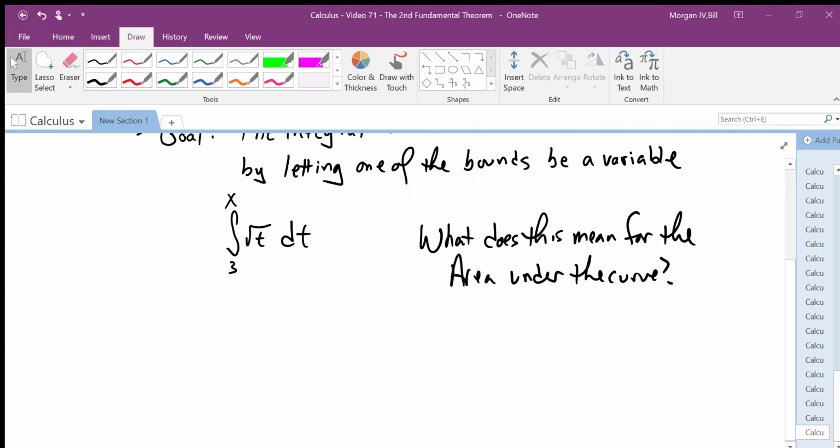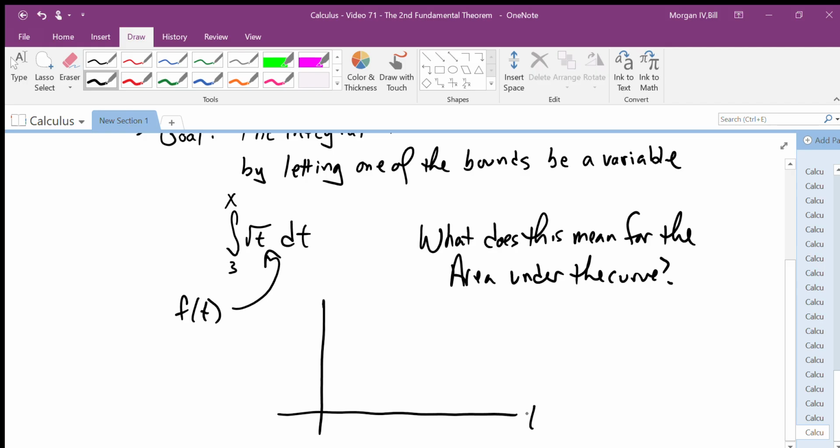Well, let's start with a picture. So we have some sort of function here, in this case my f of t function. f of t is the square root of t. And so now this has become a t-axis there. And that function, square root of t, looks kind of like this. This is f of t equals square root of t.